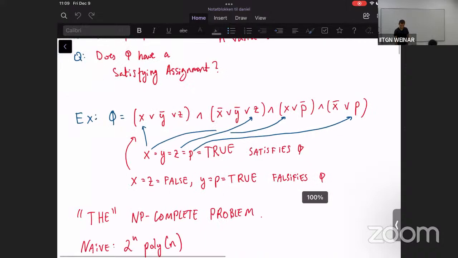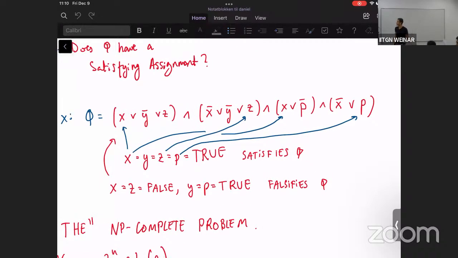So here is an example of a 3-CNF formula phi: (x or not y or z) and (not x or not y or z) and (x or not p) and (not x or p). An assignment sets the variables to true or false. For example, if we set all of the variables to true, then all of the clauses are satisfied. The blue arrows point to the literal that satisfies each clause. However, if we set x and z to false and y and p to true, then the formula phi is not satisfied because the first clause would be false. If x and z are false and y is true, there's nothing to satisfy this clause.